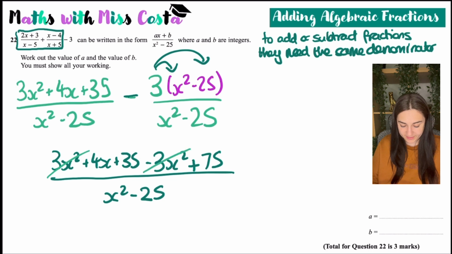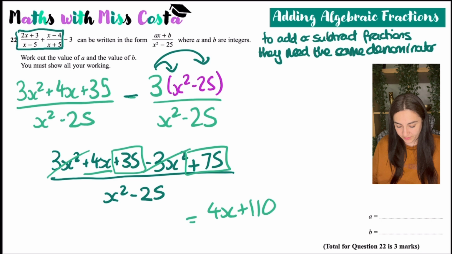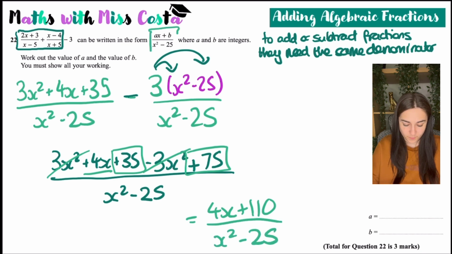Well, 3x squared, take 3x squared, is going to cancel out. I'm going to be left with 4x, and then 35 plus 75 is 110. So I'm left with this fraction, which is the form that they told me they wanted it in. And I need to work out the value of a, which is 4, and the value of b, which would be 110.